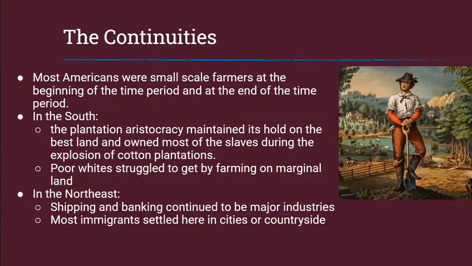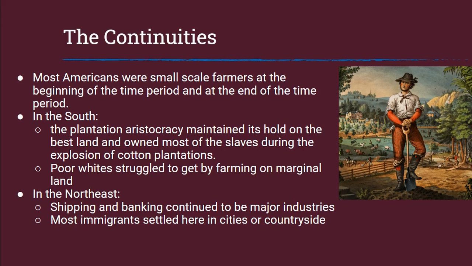The biggest continuity of the time period was that most Americans were small-scale farmers throughout the time period. We will not see the major shift to cities and factory work until the late 1800s. So while we talk a lot about the changes, keep in mind for most families and Americans, it was business as usual, aside from possibly some new farm tools that we will get into later.